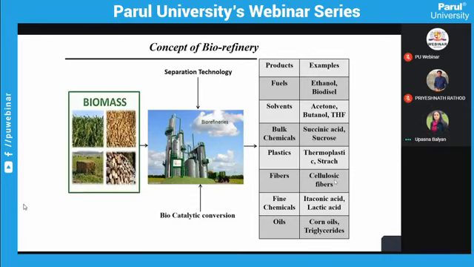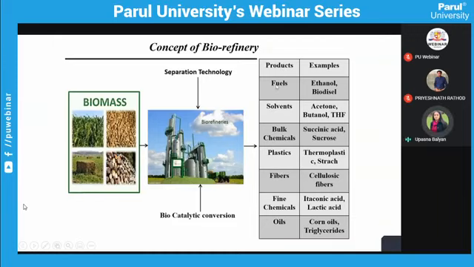So when we are using biomass in terms of wheat, straw, pines, and lots of things, pulp and paper industries are using biomass to recover highly value added products. In the slide you can see this is the biomass, and these are the biorefineries which are used to convert this biomass into valuable products.